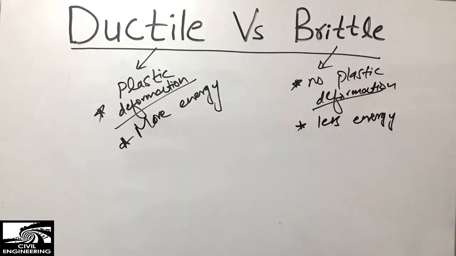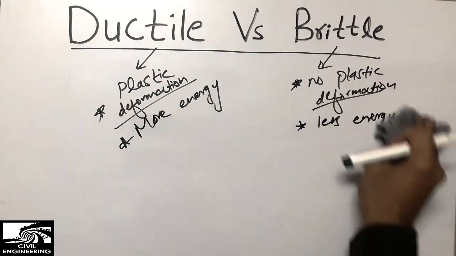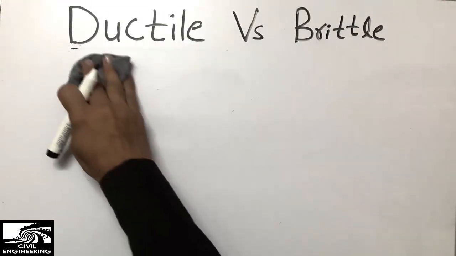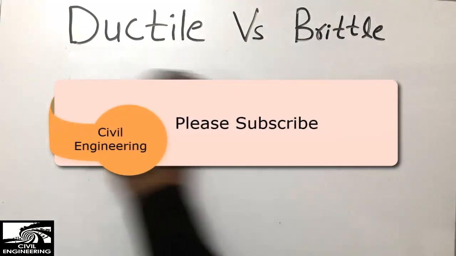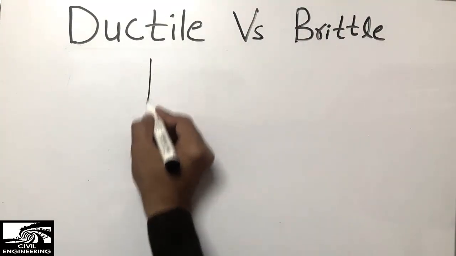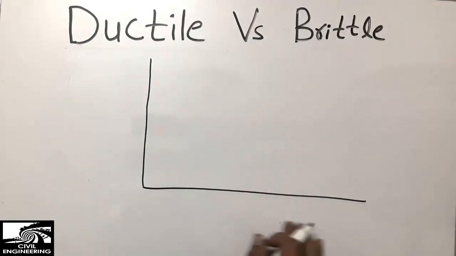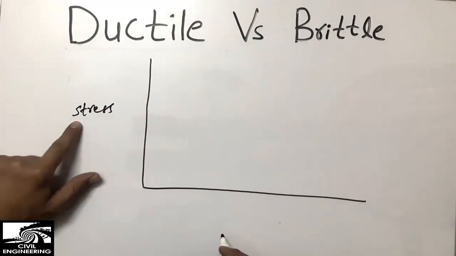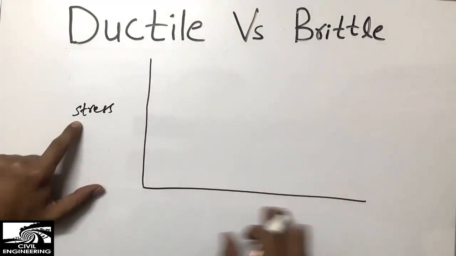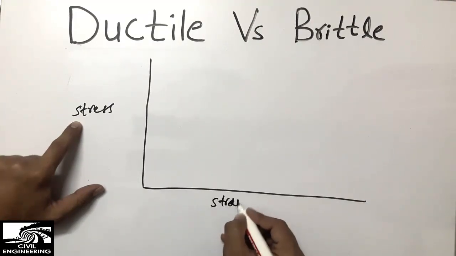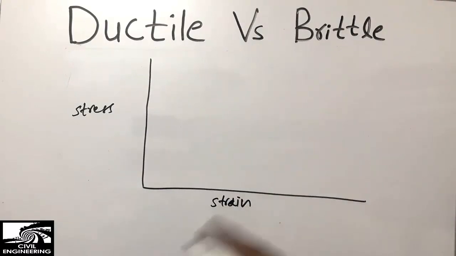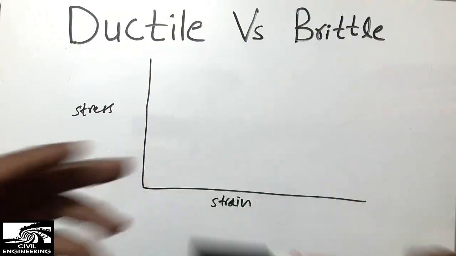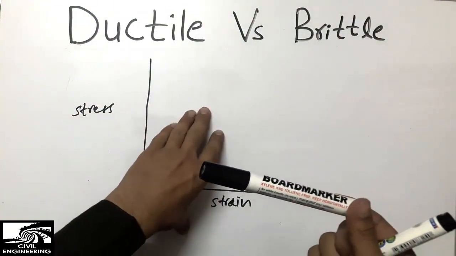Now I will explain it by a stress strain diagram. It shows clearly which material is to be used in construction engineering projects. This is the x-axis and y-axis. On the y-axis I'm showing the stress, because it is dependent, and the x-axis is the strain, the independent quantity. So for example, I'm taking a material, ductile or brittle, and I will show it by the stress strain diagram.